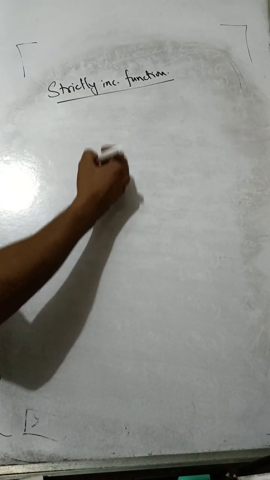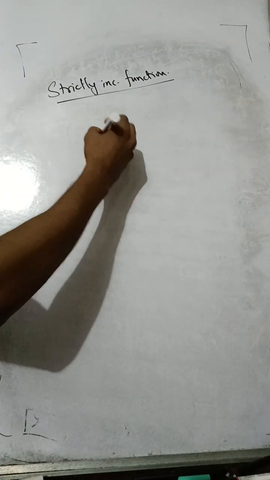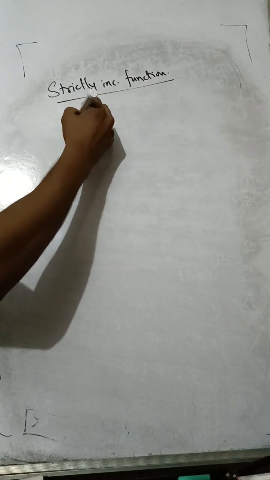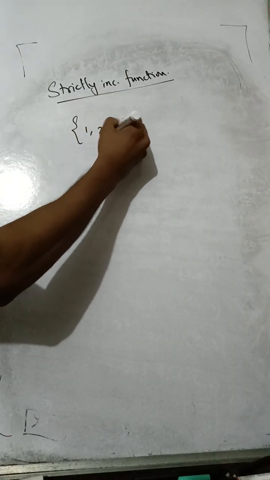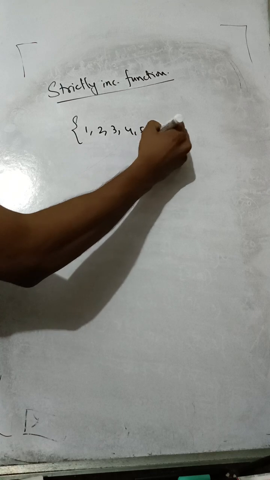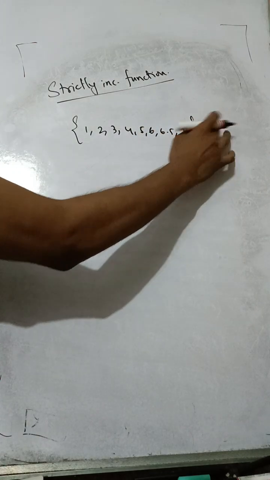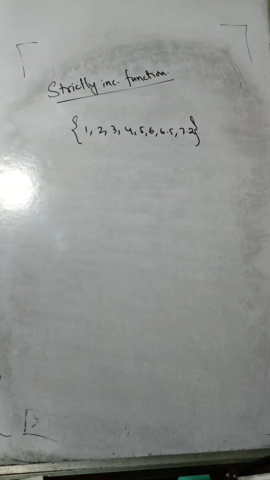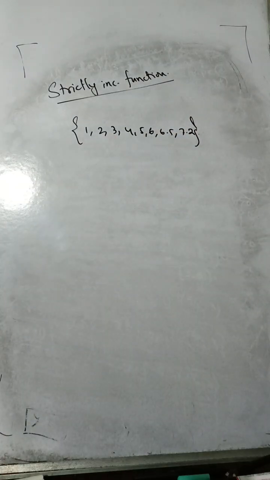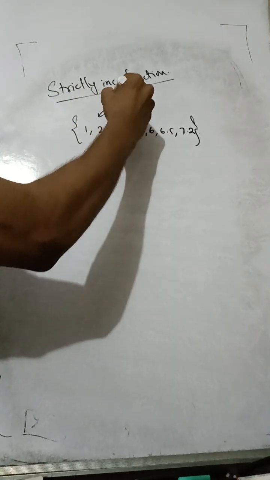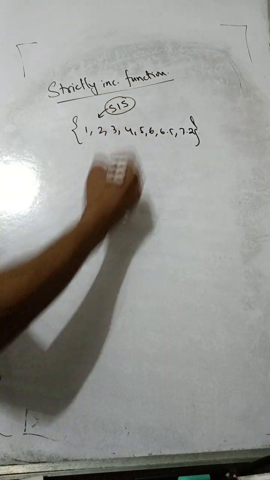Suppose, let us try out a sequence: 1, 2, 3, 4, 5, 6, 6.5, 7.2 and so on. Look at this sequence, it is always increasing. So this is a strictly increasing sequence.